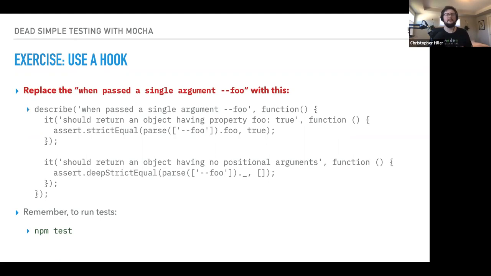In both tests, we're calling parse, and we're giving it dash dash foo in an array. In the first test, we're making sure that the return value has a property foo, and that foo is equal to true. In the second test, we're making sure that it has a property of underscore, and that's an empty array. So you want to essentially copy this down, and then we'll use this, and I'll show you how to use hooks. I'm going to wait a couple minutes for you to copy this down.